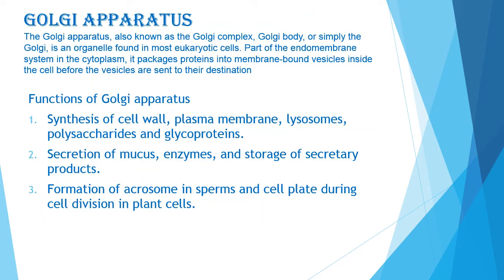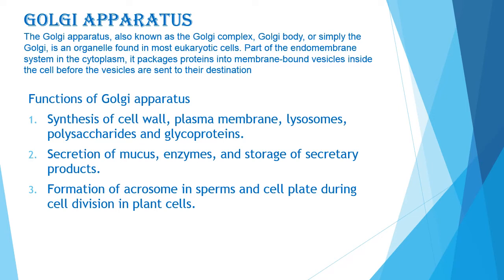Golgi apparatus, then, is the next cell organelle. The Golgi apparatus is also known as the Golgi complex, Golgi body, or simply the Golgi. It is an organelle found in most eukaryotic cells, but it is again absent in the RBCs. It is part of the endomembrane system in the cytoplasm. It packages proteins into membrane-bound vesicles inside the cell before the vesicles are sent to their destination. So the main function of the Golgi apparatus is secretory.